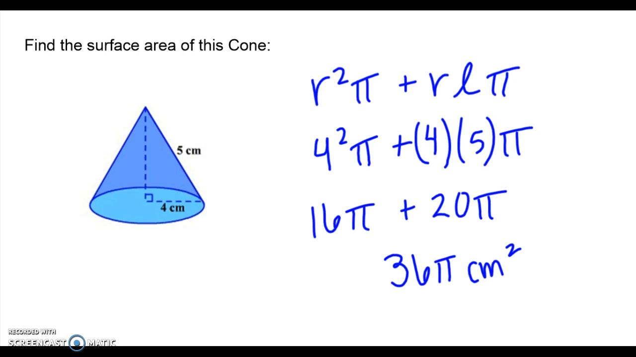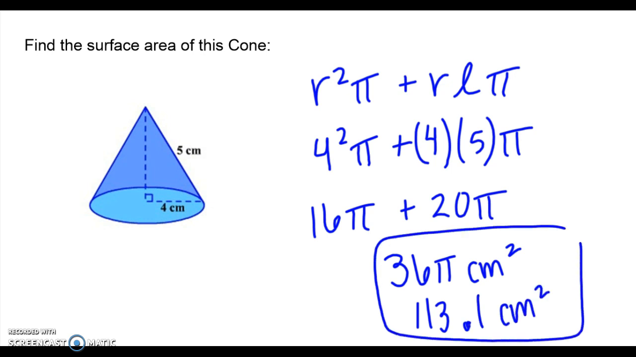Now for those of you who like the decimal, you should have gotten 113.1 centimeters squared. Both of these are right. One or the other.